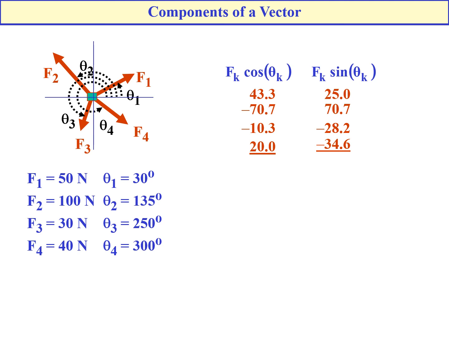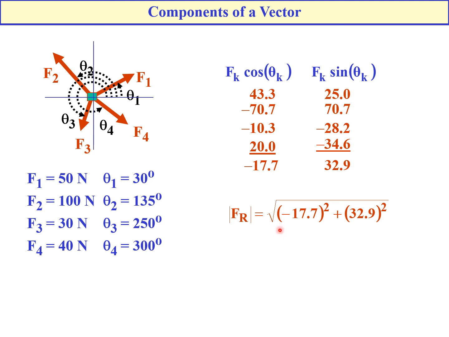Now we can add all of these together. As long as the vectors are all in the same dimension, meaning all in the x direction or all in the y direction, we can add them all together. Once you get them all in the x direction and all in the y direction, now we make our new vector, and we can use the Pythagorean theorem to figure out the hypotenuse, the magnitude.